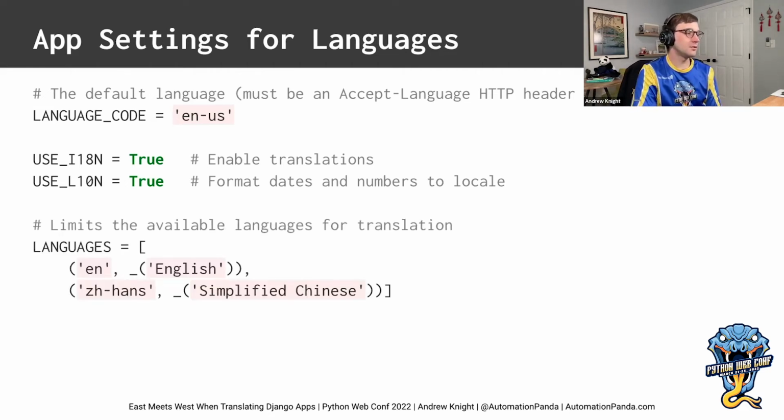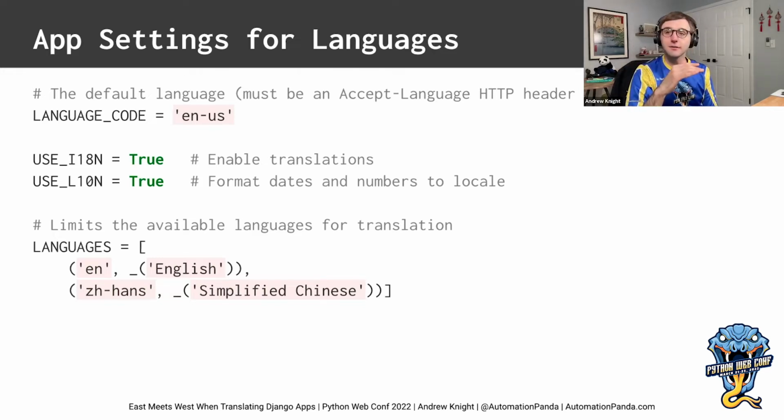Finally, we also need to specify the languages for translation. Now, this again is optional, but highly recommended. What you do is you provide a list of tuples. The tuples are the locale that you're going to use, as well as the name of that locale. So here in my app, I had two languages. I had English and I had simplified Chinese or Mandarin.